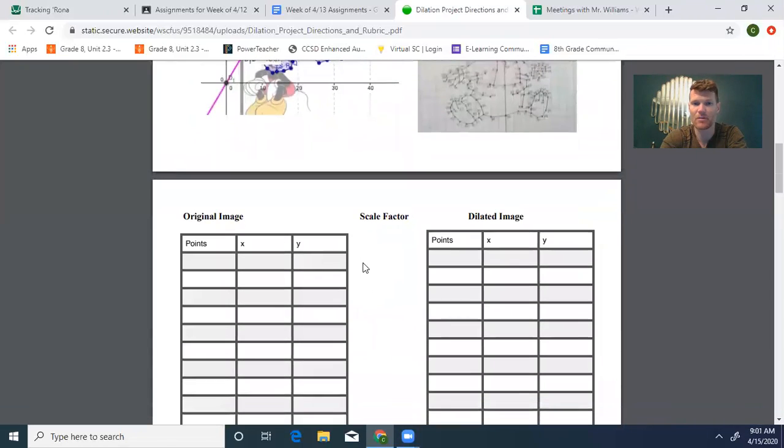And then you're going to tell me what your scale factor is. So as you doubled the image, you tripled it, you halved it, you're going to put your scale factor in here. So that number goes here, and then you're going to go ahead and write A prime, B prime, C prime, D prime, E prime. That's going to go here. That's all your prime points. And then those coordinates are going to go here.